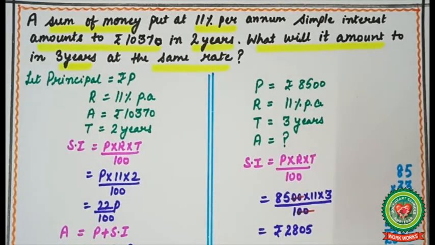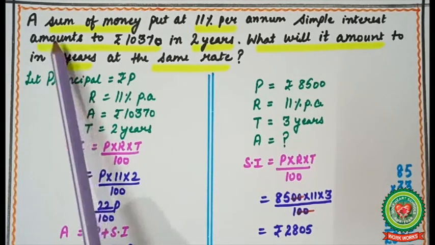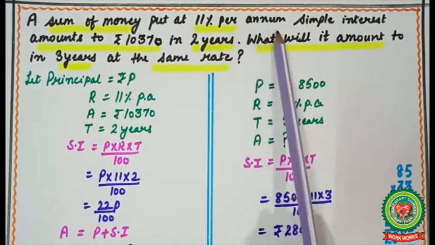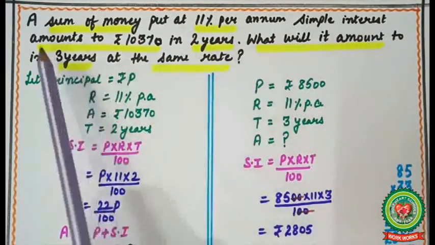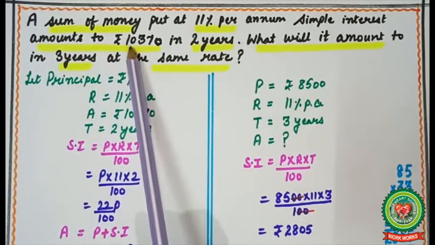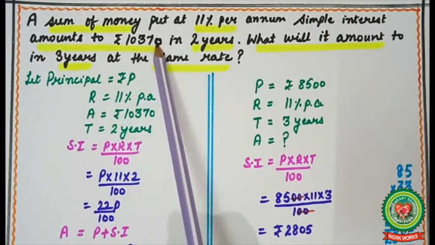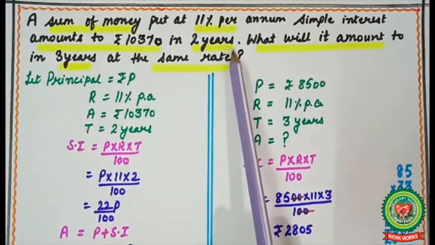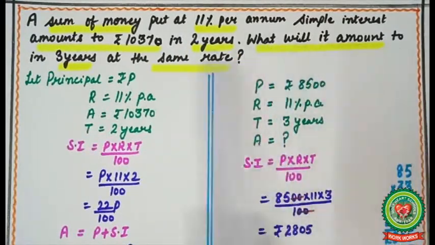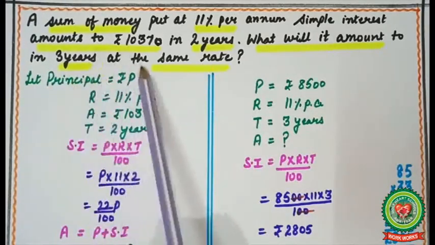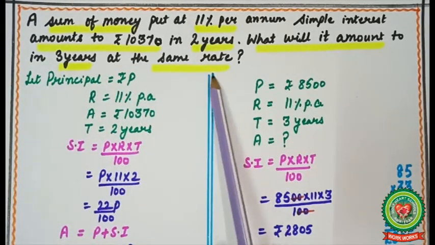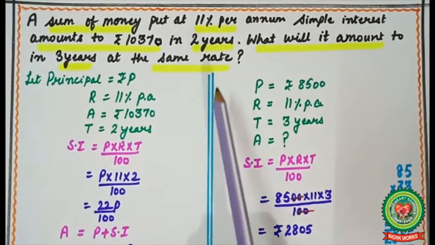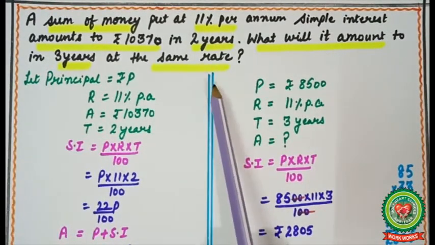Here we have example number 2. Let's read the statement. A sum of money put at 11% per annum simple interest amounts to rupees 10,370 in 2 years, right? What will it amount to in 3 years at the same rate? Now again, you can see we can find this sum as we have done the previous sum, right?